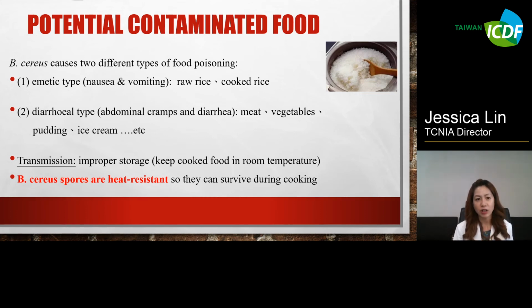And the transmission of B. cereus is usually improper storage. For example, if you keep the cooked rice at room temperature, then that is the best environment to promote B. cereus growth. So never leave your cooked rice at room temperature. You either hold it hot or you properly cool it down and put it in the fridge for storage.